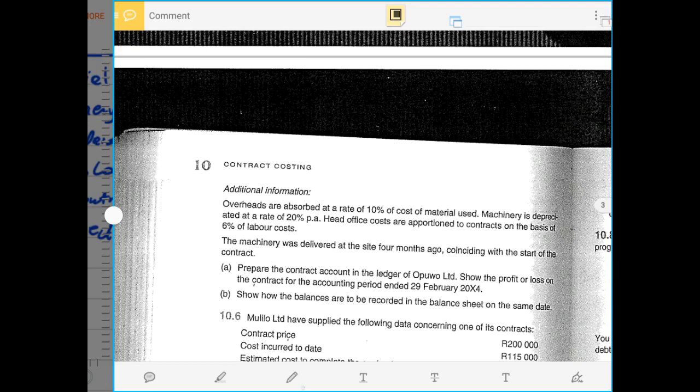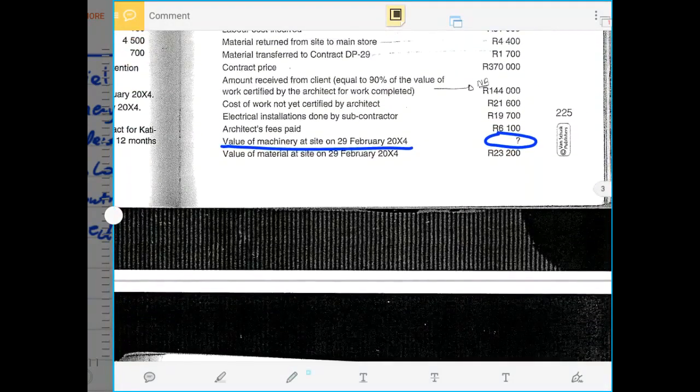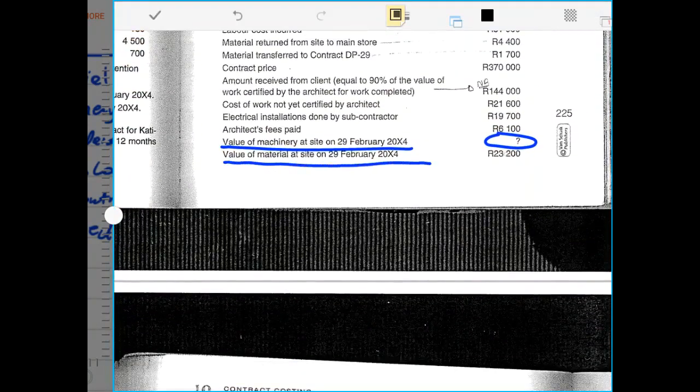Now it says that overheads are absorbed at the rate of 10% of the cost of material used. So now this is another item very important to take into account. So now let me first record the overheads control, overheads now immediately. So now we know that our overheads are 10%, but we still need to know the value of the material at the end of the period, which we already know is given here. Value of the material is 23,200 rands. So now let us calculate the overheads immediately before we do the depreciation.